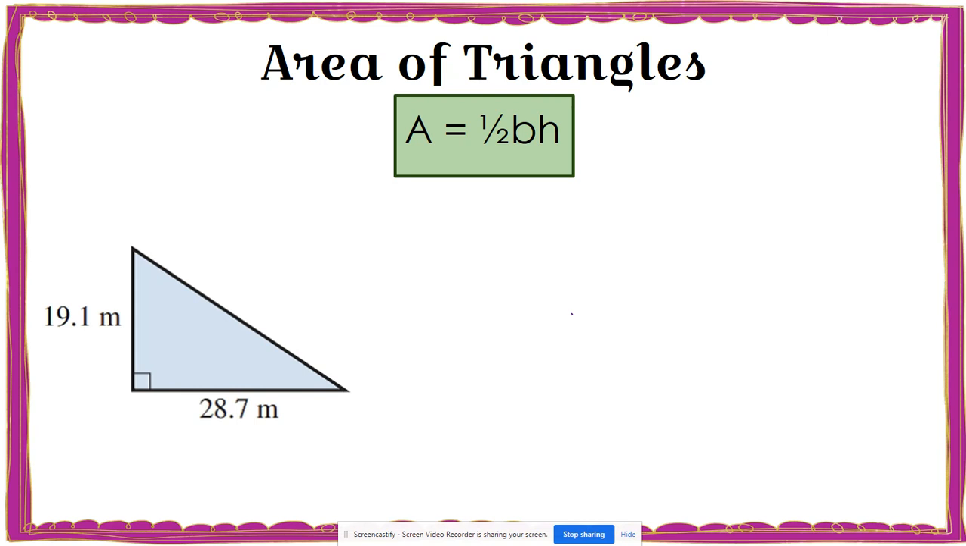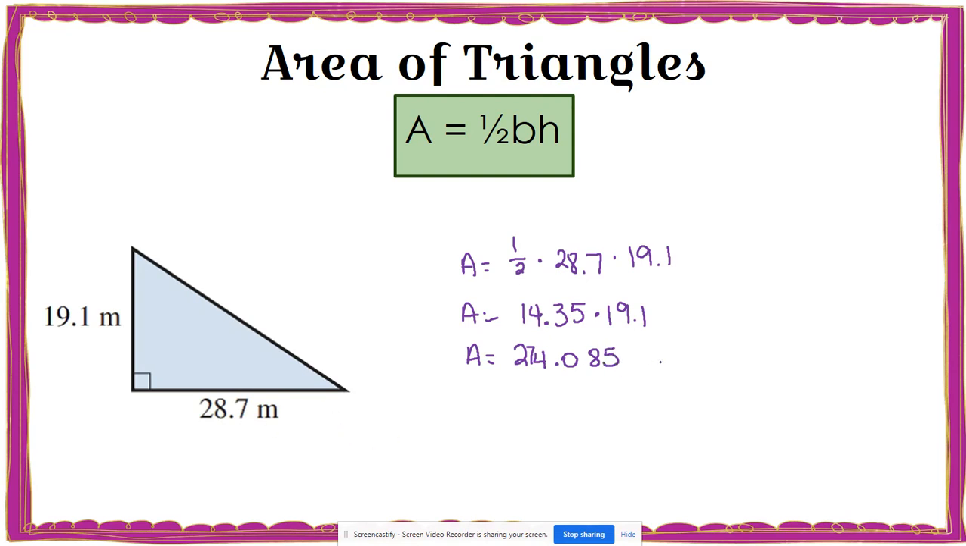For this triangle, I have a base of 28.7 and a height of 19.1. So I would multiply 1/2 times 28.7 times 19.1. When I multiply 1/2 times 28.7, I get 14.35. Then I have to multiply that by 19.1. When I multiply that by 19.1, I get an area of 274.085. And my units are meters, so it's meters squared.